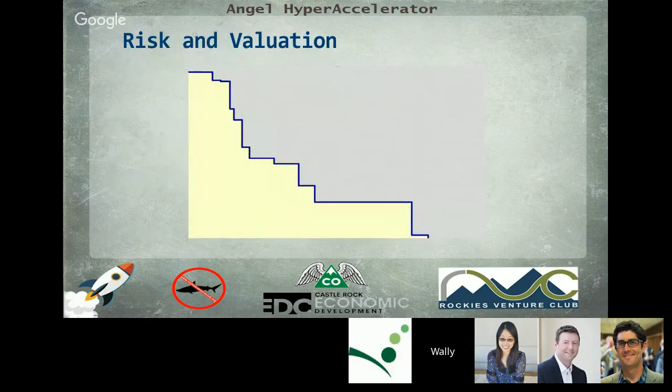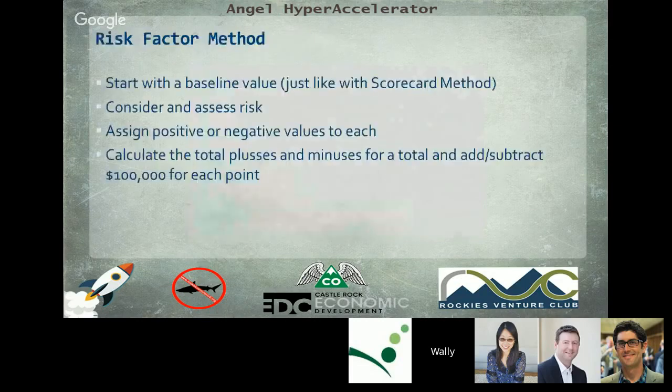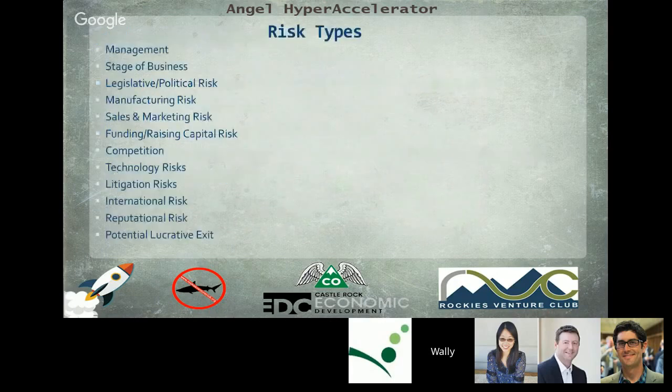We have a risk method, which is based on the fact that as risk goes down, value goes up. And I'll show you how we do that on the next slide. We start with a baseline, just like in scorecard, so maybe $3.5 million, and we assess risk, and then we add or subtract points with $100,000 for each point. Next slide. So we look at different risk types. This list is a sample of some typical ones. Next slide.